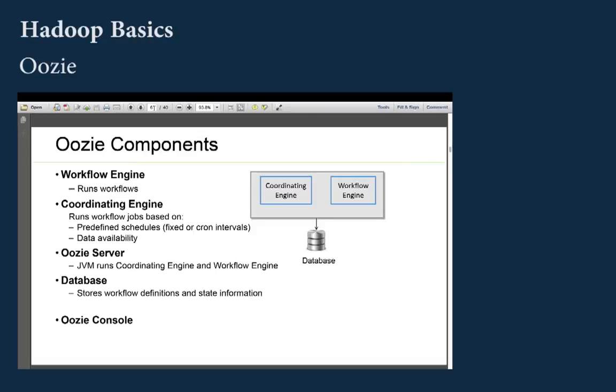Oozie server is basically a JVM that's coordinating between the workflow and coordinating engines, and all the workflow definitions are stored in an Oozie database. Along with that, you have an Oozie console. It's a web console where you can track or trace the performance of each and every job.